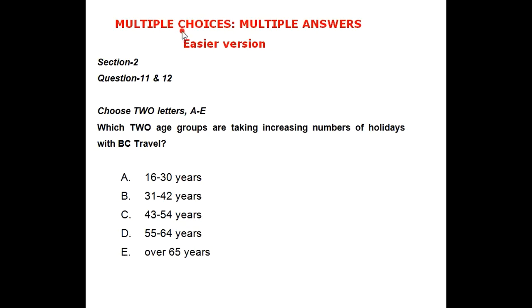So, as the title suggests, multiple choices, multiple answers means you have a question and you have more than one correct answer. If you read the question, it has been taken from section 2. Which two age groups are taking an increasing number of holidays? So you have to choose any two here. Most of the time you have to choose two answers, as you can see here.